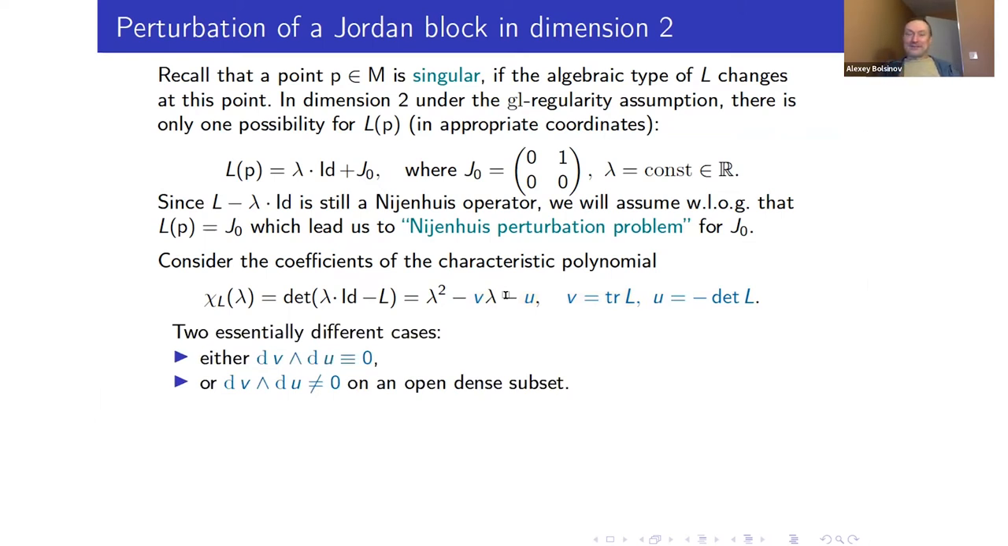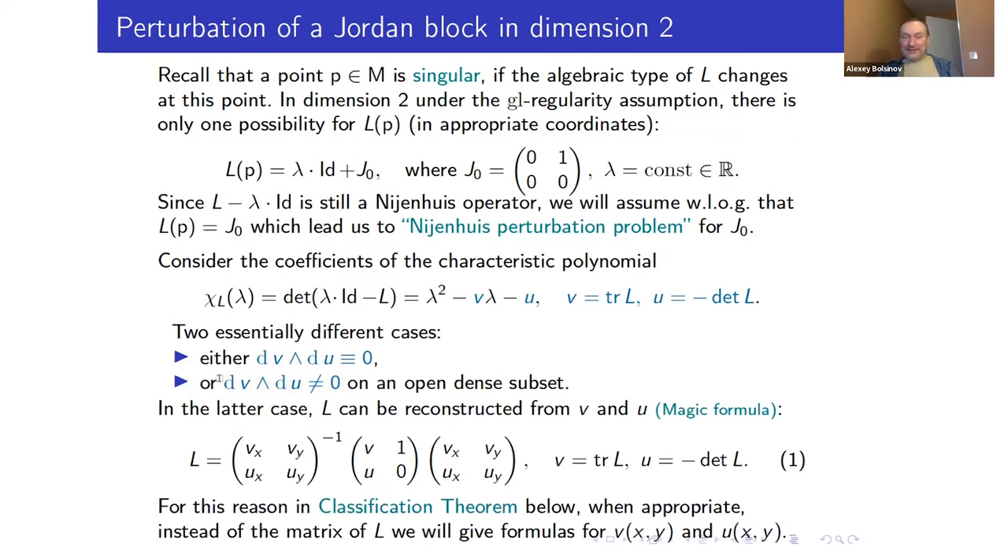There are essentially two different possibilities. The first possibility is when these two functions v and u are dependent on each other, in the sense that their differentials are proportional at every point. The second is the situation when these two functions are independent everywhere except for some singular points, almost everywhere, on an open and dense set. It makes sense because we consider the real analytic case. In the smooth case, this condition may not be valid. So these two functions are independent almost everywhere, but not everywhere.